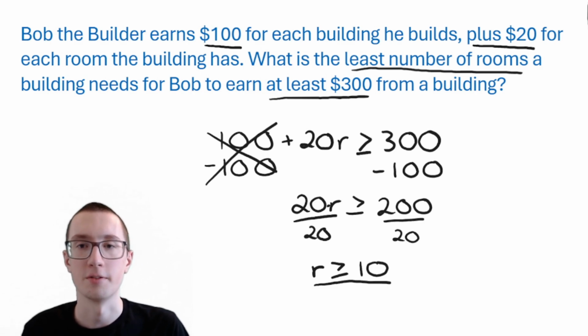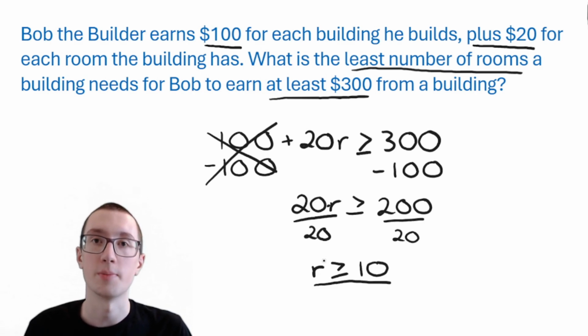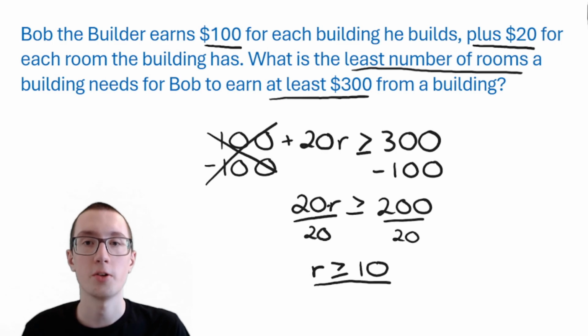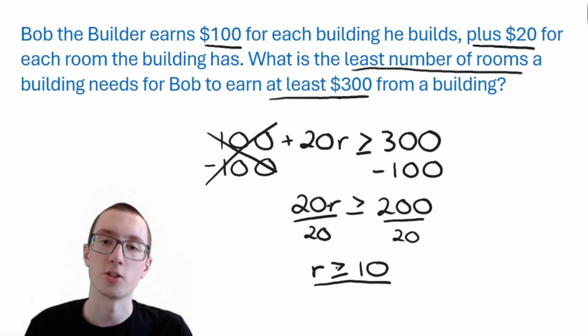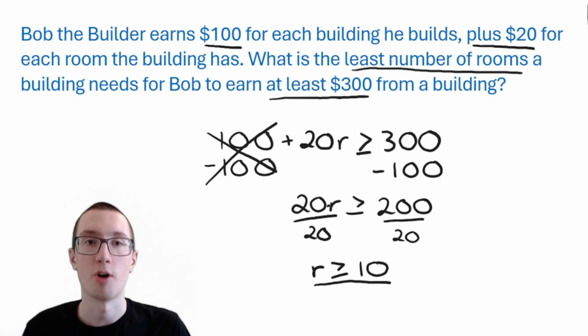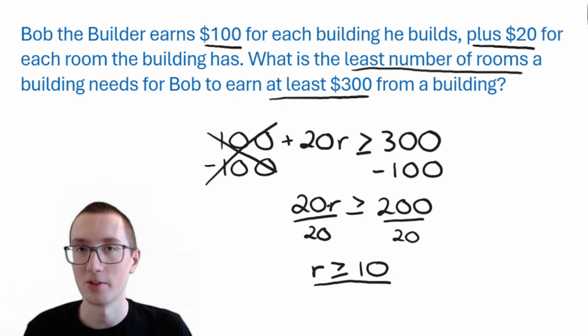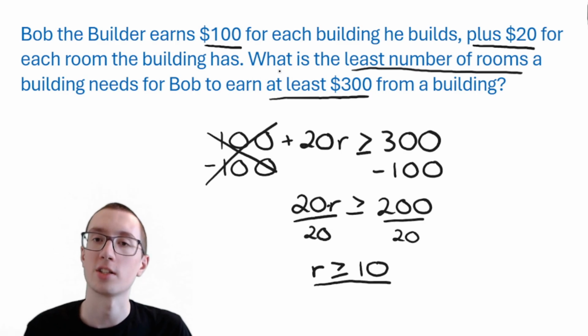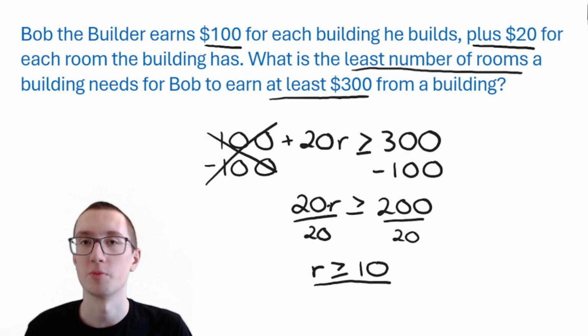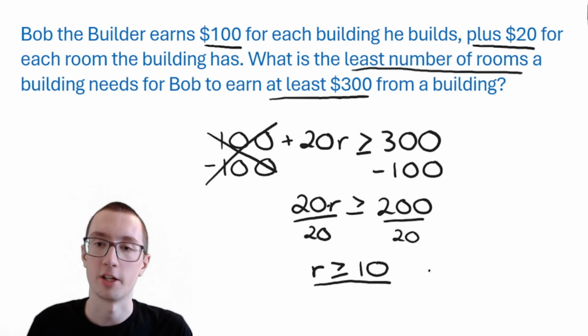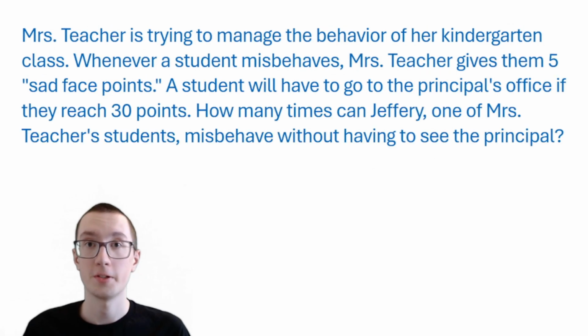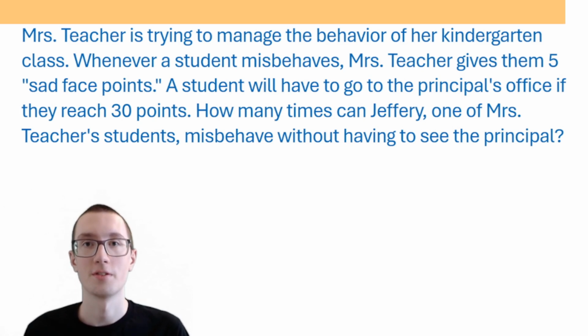So what does this answer mean? Well, R is the amount of rooms, right? So in other words, if a building has greater than or equal to 10 rooms, then Bob the Builder will earn at least $300 from this building. So the question's asking, what is the least number of rooms the building needs? Well, 10 rooms. So the answer to this problem is 10 rooms. All right, here's another example problem. What I'd like you to do is go ahead and pause the video and try this one out for yourself.